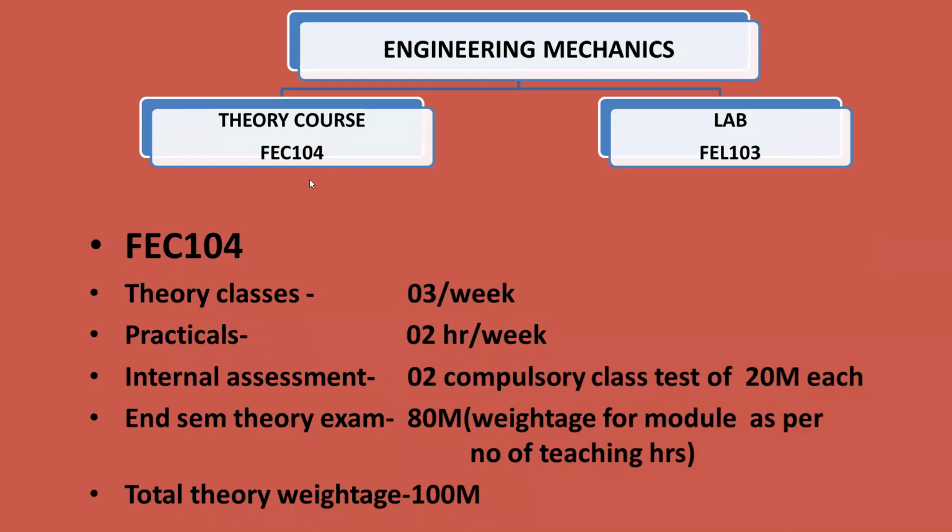So for the theory course, the course code is FEC 104. So this is first year engineering. C stands for course and this is subject code 104. And for laboratory, we have FEL 103. So FE is the first year engineering, L is for laboratory, and 103 is the course code.